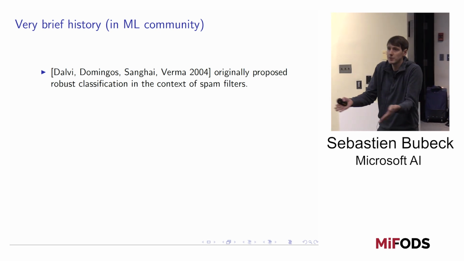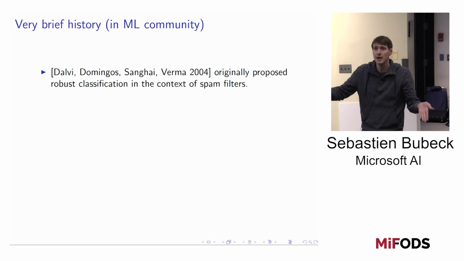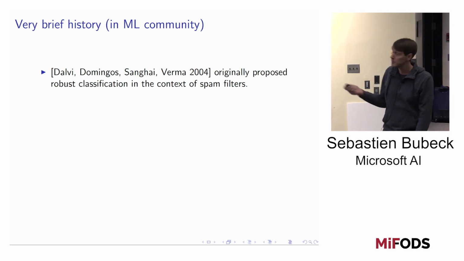Imagine I have designed a spam filter. Then the spammers are going to try to overfit it and adversarially perturb their spam so that I do not detect them. So it makes a lot of sense that in this context you want to be robust.